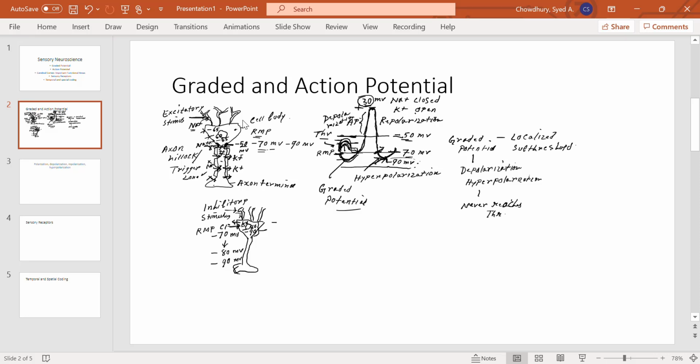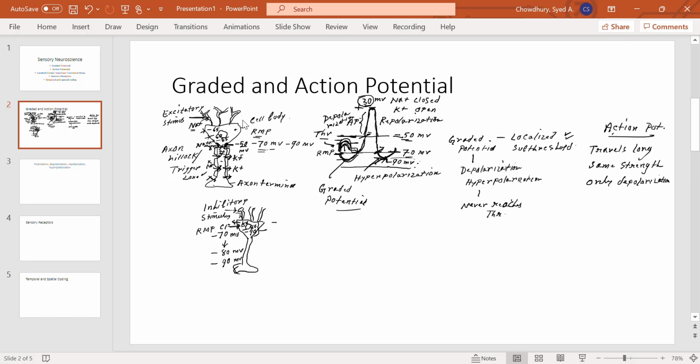But an action potential, as I mentioned, once it is generated, will travel far, not localized. So a graded potential is localized, but an action potential is not localized, it can travel a long distance. And it will maintain the same strength, it will not get weak. And it only causes depolarization, no hyperpolarization, because depolarization must reach the threshold, right? Depolarization.